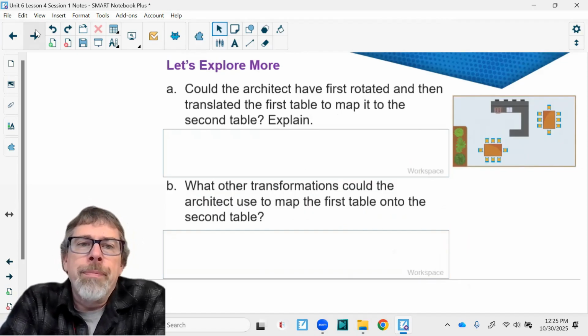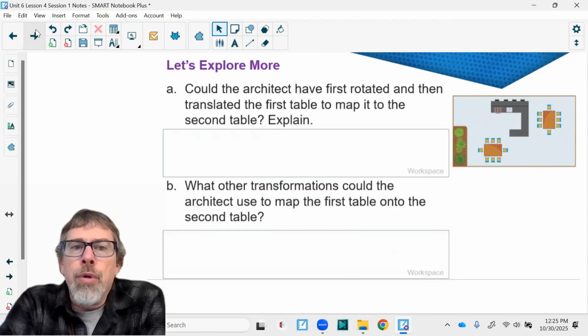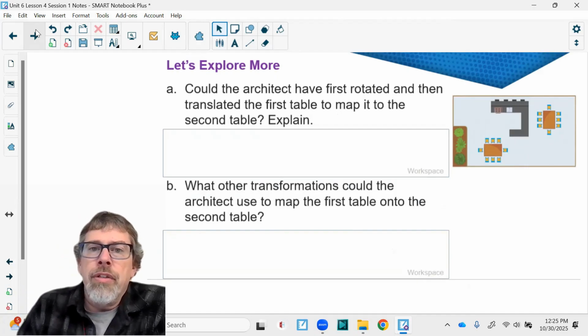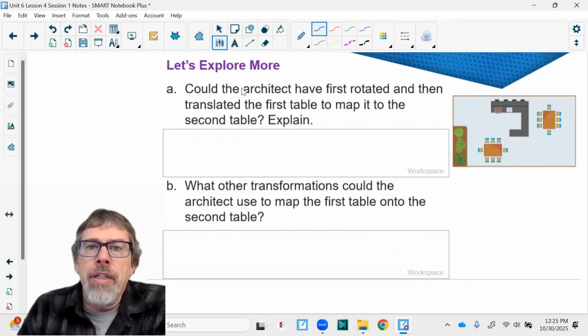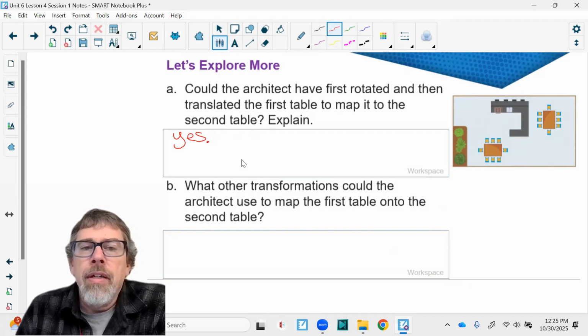So let's explore more. Could the architect have first rotated, then translated the first table to map it to the second table? And the answer is definitely a yes, of course. The order of transformations does not matter as long as we end up at the new location.